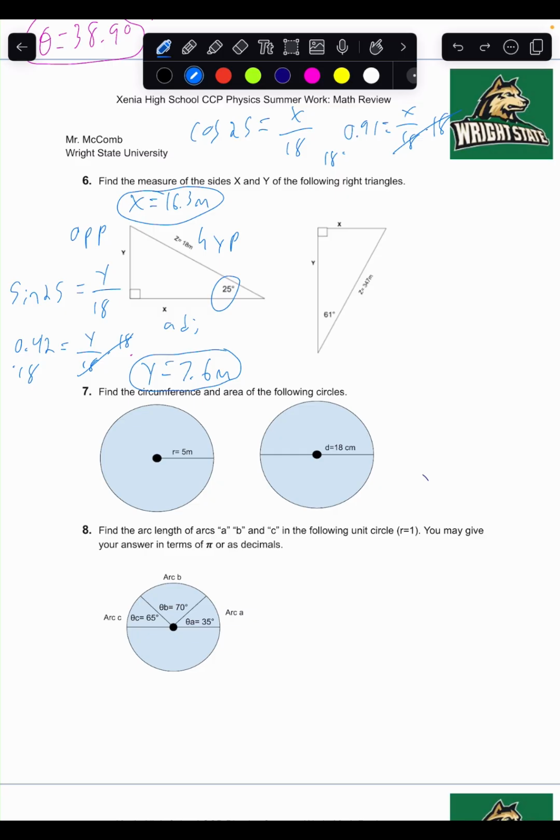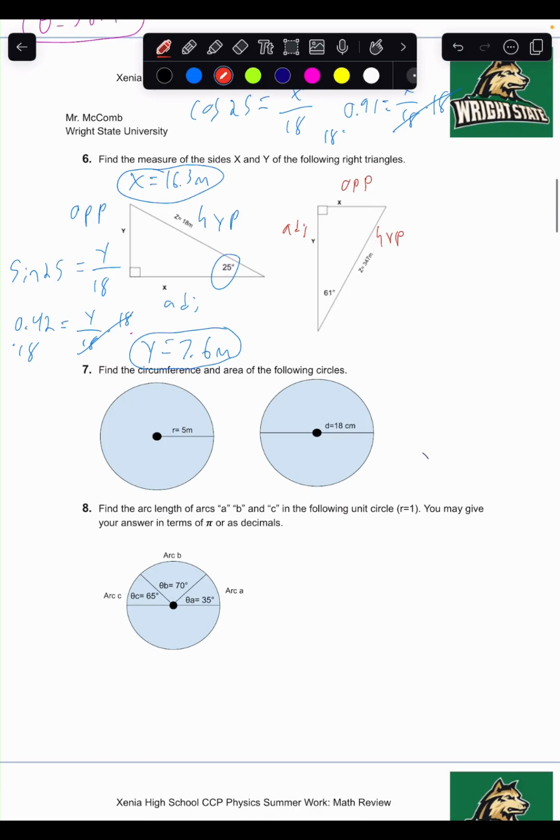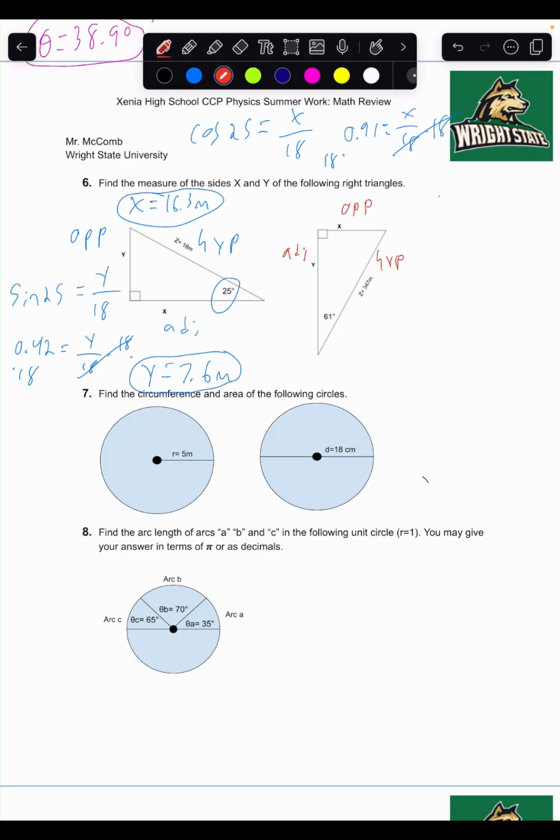Okay, great. And then this next one you solve exactly the same way. I'm going to go ahead and run through that really quick. So this is the adjacent side. This is the opposite side. This is the hypotenuse. I want the adjacent and opposite, so opposite is sine. So sine of 61 equals opposite over hypotenuse, which is 347. Adjacent is going to be cosine 61 equals y over 347. And then we solve that the same way, right?